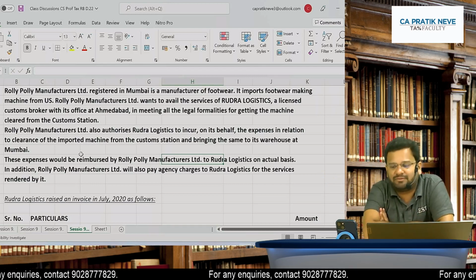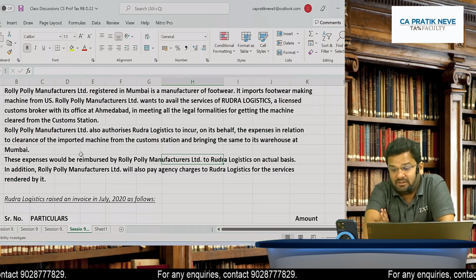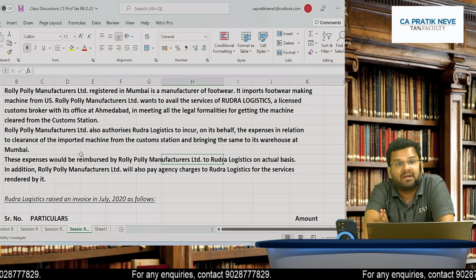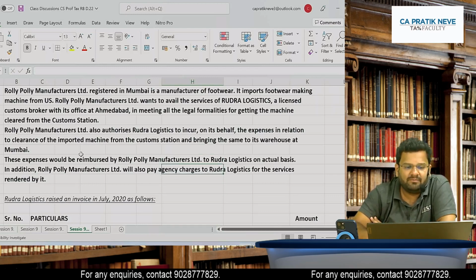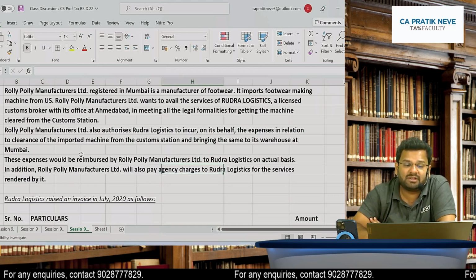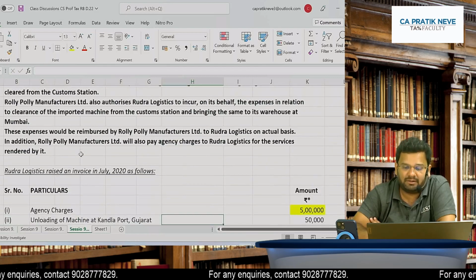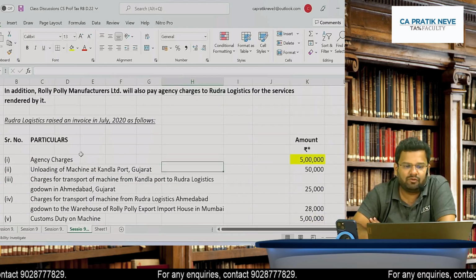Who is acting as pure agent in this case? Who is the supplier of service? Rudra Logistics. Yes, it is acting as pure agent. In addition, Rolly-Polly Manufacturers Limited will also pay agency charges to Rudra Logistics for services rendered by it. Okay, check. These are all the information given.